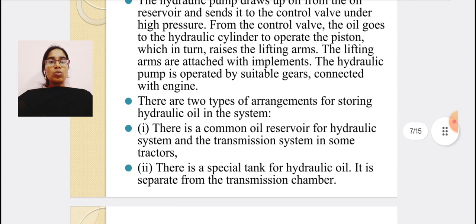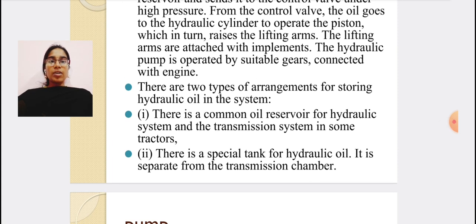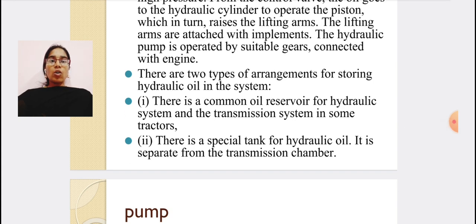There are two types of arrangements for storing the hydraulic oil in the system. In some tractors, there is a common oil reservoir for the hydraulic system and the transmission system. In others, there is a special tank for hydraulic oil, separate from the transmission chamber.